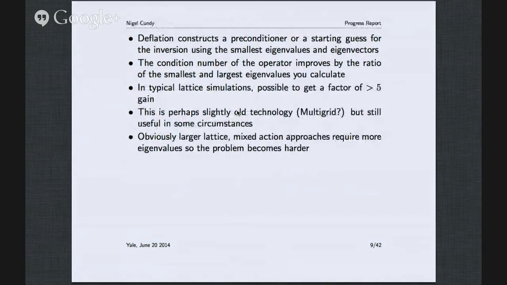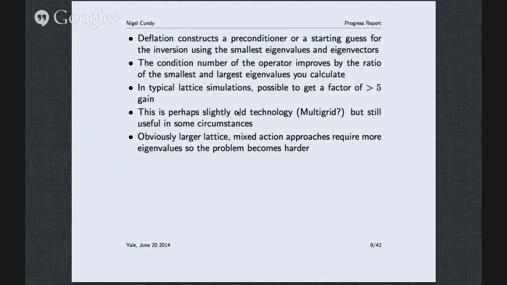So deflation is a way to construct a preconditioner, a starting guess for the inversion, using the eigenvectors. We're all probably familiar with it. The condition number of the operator improves by the ratio of the smallest and largest eigenvalues calculated. You can get about a factor of 5 gain. Obviously, multigrid methods are slightly old technology. Multigrid methods are generally better, but they're not available for overlap fermions.